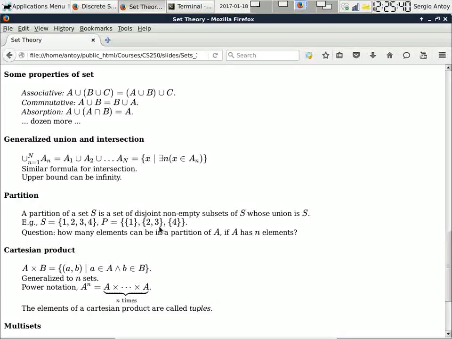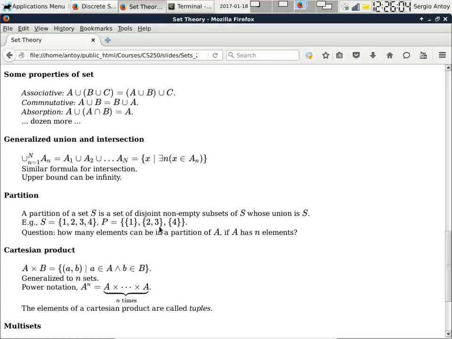The cardinality of the Cartesian product of A and B is what? Cardinality of A times the cardinality of B. Sometimes we don't write the times, we just write A, B. But sometimes we put the cross to denote multiplication.